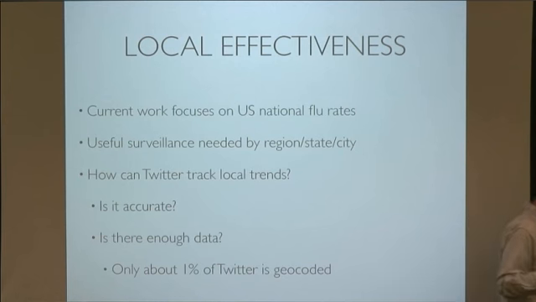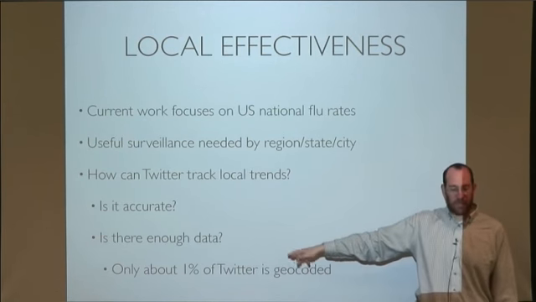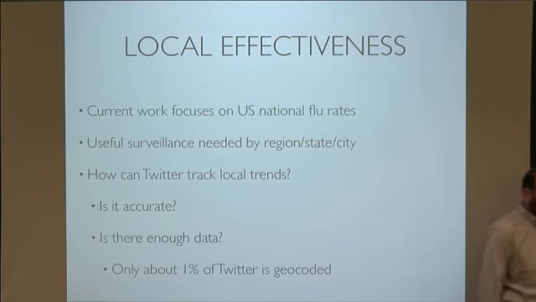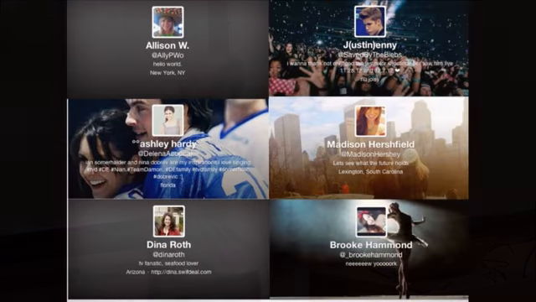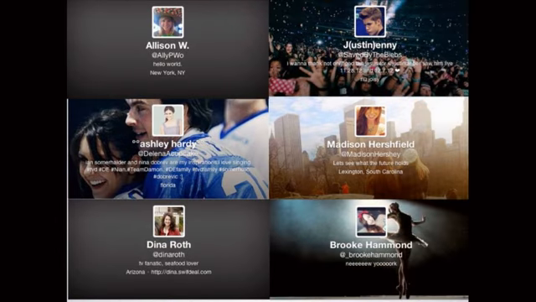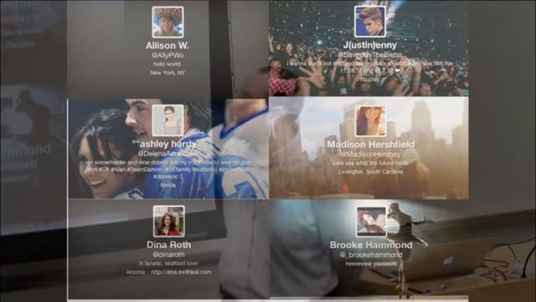Only this number is actually a little higher now. In the US, it's about 3% of tweets that are geocoded. But that's a tiny fraction of what we actually want to use. So what we did is we looked at profile information. And it turns out that people can specify strings that are indicative of location.